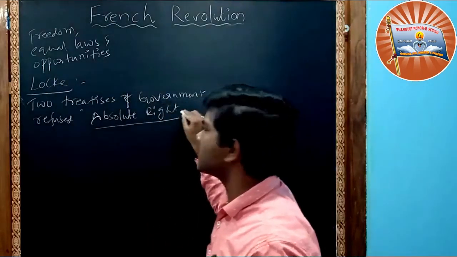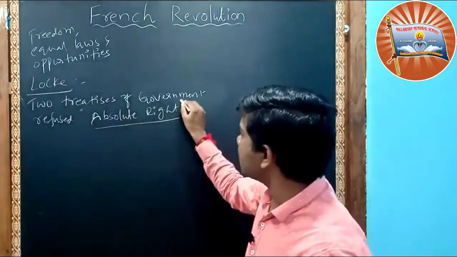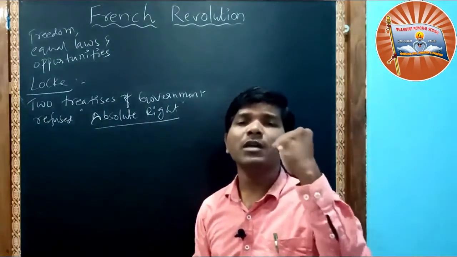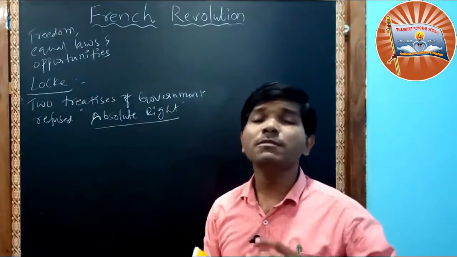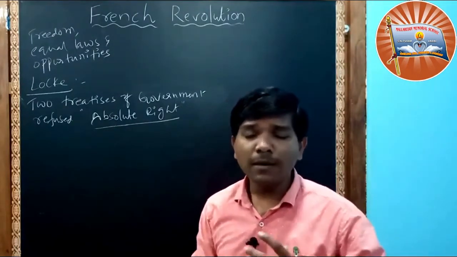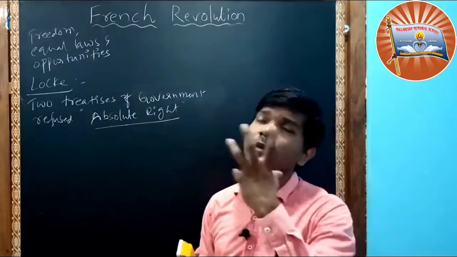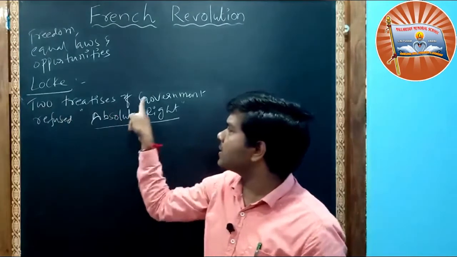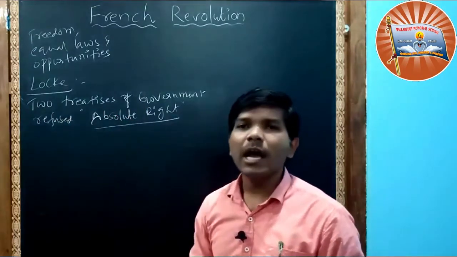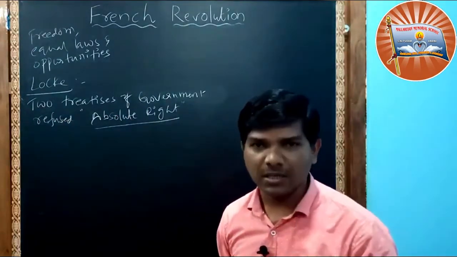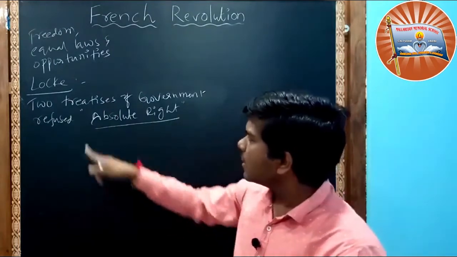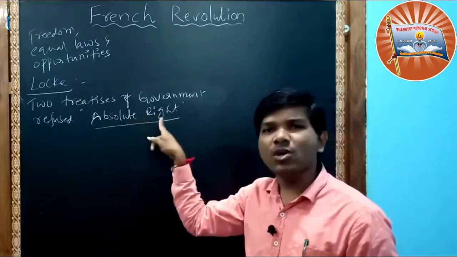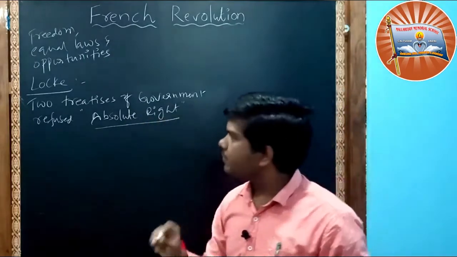Absolute right is also called divine right. Kings usually believed that by birth alone they got certain powers. God made us kings. We were born into a king's family because of a boon. So John Locke, in his Two Treatises of Government, refused the absolute powers of the monarch. Monarch means king. He refused the absolute right of the monarch.